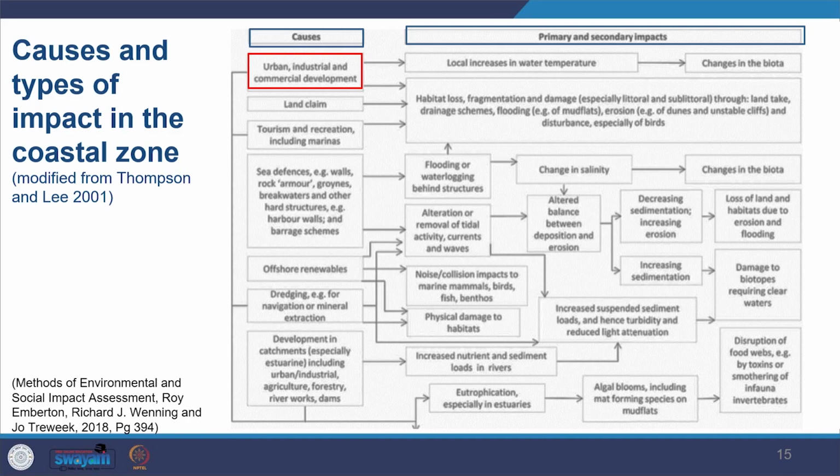It could also lead to fragmentation. It could also lead to damage of the littoral and sublittoral areas, which we had already seen in the previous chapter. And this might happen because of occupying the land for a certain development purpose, and then also changing the drainage pattern, what kind of pattern you're developing. That might also lead to certain blockage, or create a situation which might lead to flooding, or erosion, or create disturbances, especially for birds.